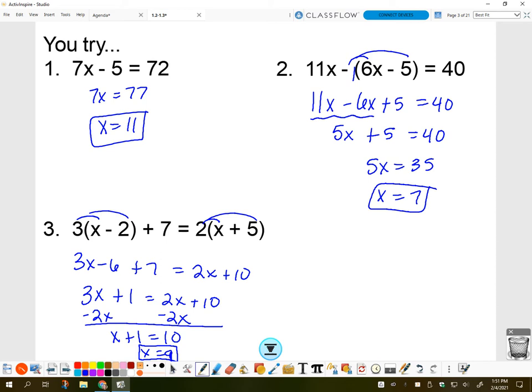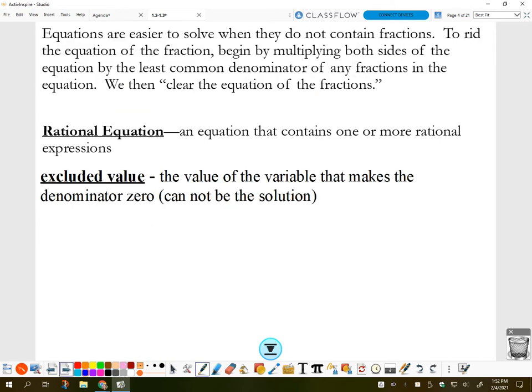Alright, so that's solving linear equations. The other thing we have in this section is solving rational equations. Equations are easier to solve when they don't have fractions. People tend to not like fractions. It's easier if you just get rid of them. So we're going to multiply every piece of the problem by a common denominator so that we can get rid of the fractions. And it's just solving a linear equation.